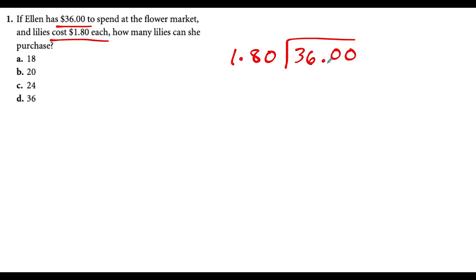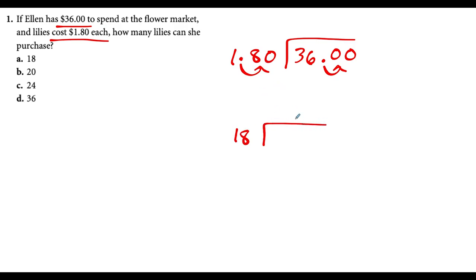Here, we just have to do this division, but one thing I like to do is, I could say 1.80, but that zero is insignificant. We can move the decimal over one place, but if we move the decimal over one place here, we have to do the same thing here. So this is just a nice little technique for dividing decimals.